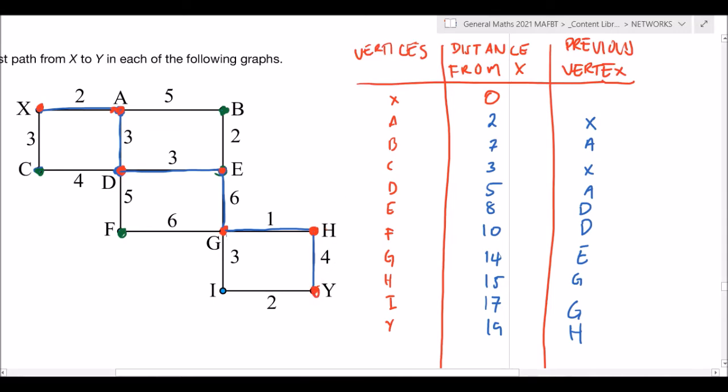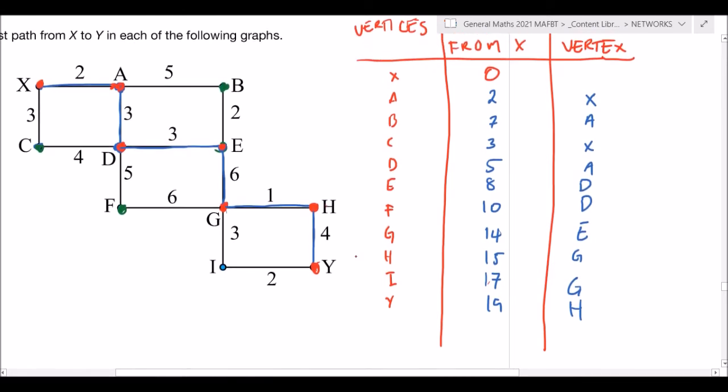Now, interestingly, you could actually also go this way, because if we're at I and it's 17, if you add 2, okay, that will also give you 19. So that's also short. But that essentially right there is our shortest path.